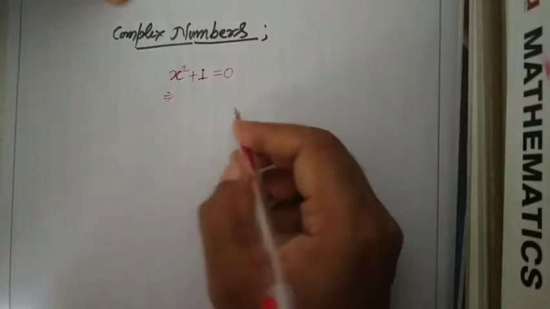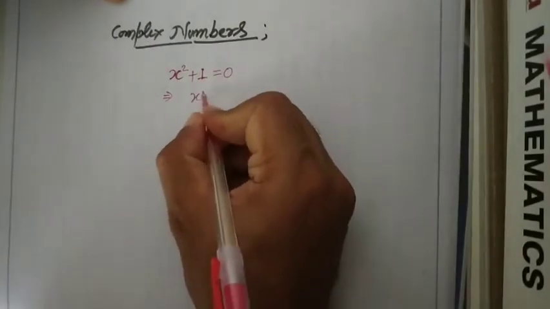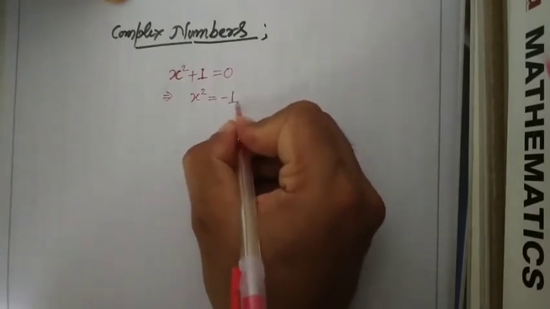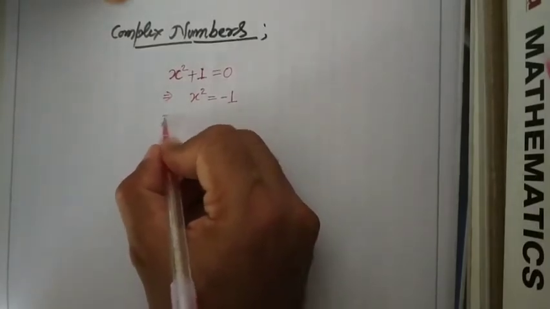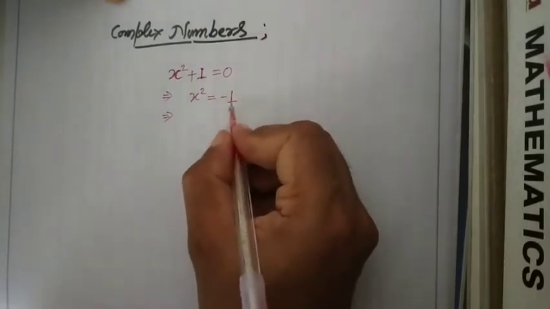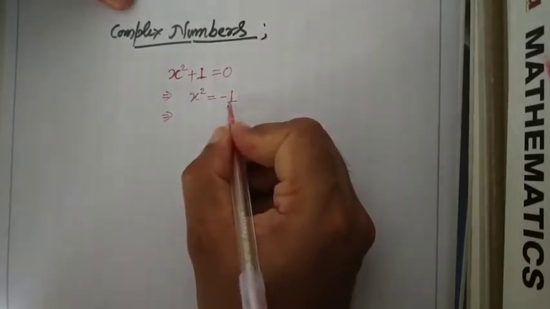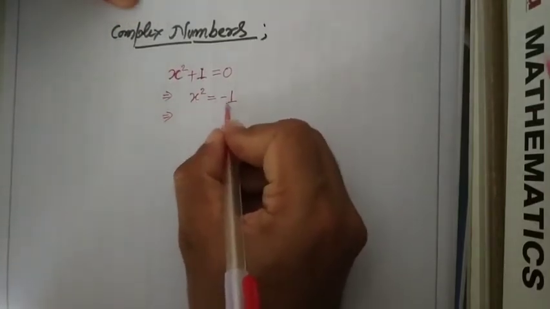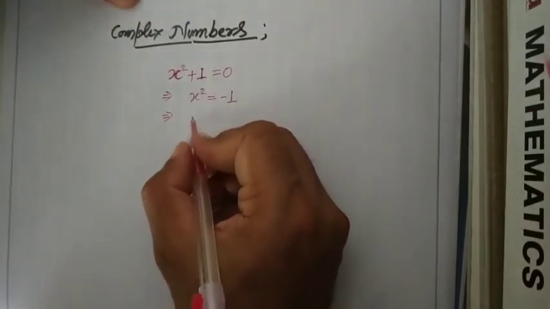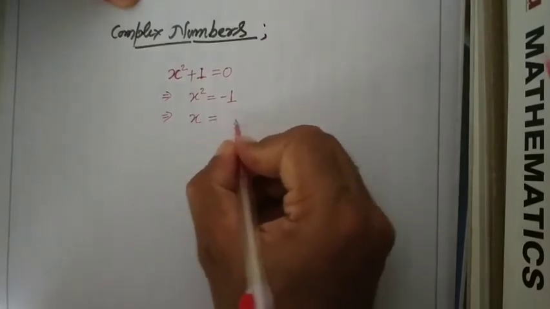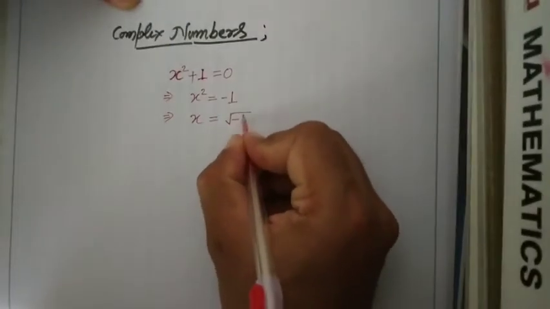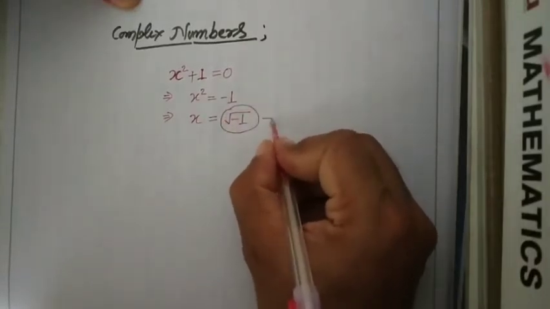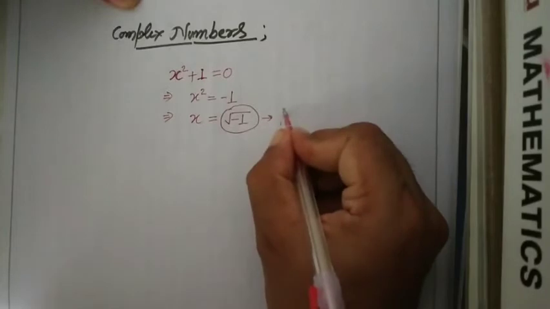those numbers are called complex numbers. So if we solve this equation, we get x square is equal to minus 1. That means such numbers whose square is negative 1 will be complex. That means numbers whose squares are negative will be complex numbers. Or we can say that this x will be under root of minus 1. The same under root minus 1 is also represented by a symbol i.